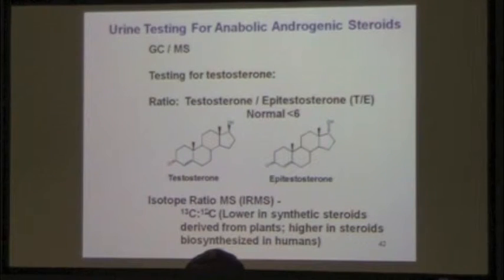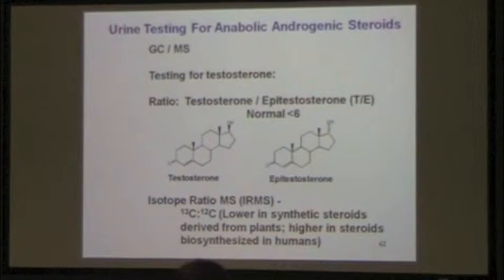There's another more sophisticated way of telling naturally occurring testosterone in the body from exogenously administered testosterone. And this can be done for virtually any steroid drug, whether it's testosterone or Winstrol or Nandrolone or one of the other steroids. Because if you think about the source of synthetic, commercially available steroids, where do they come from? Plants. The ultimate source is plants.